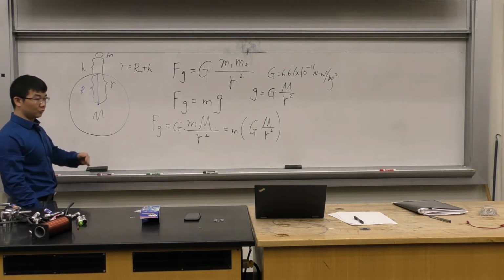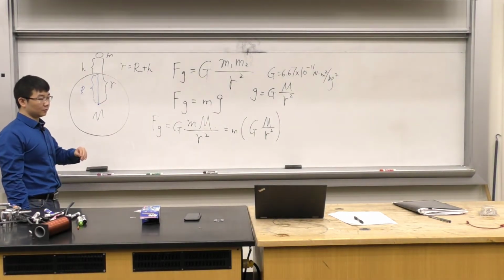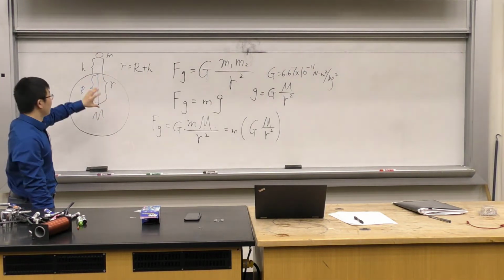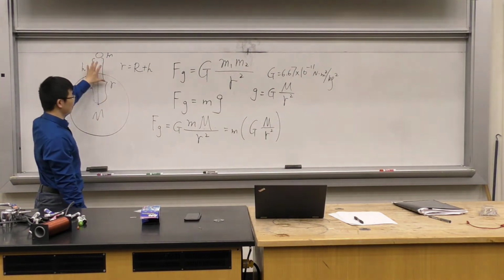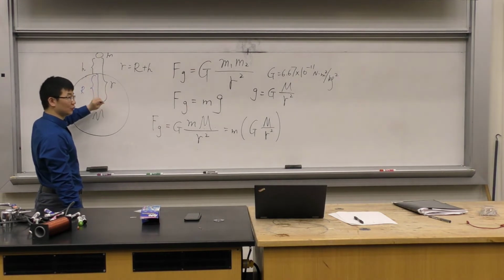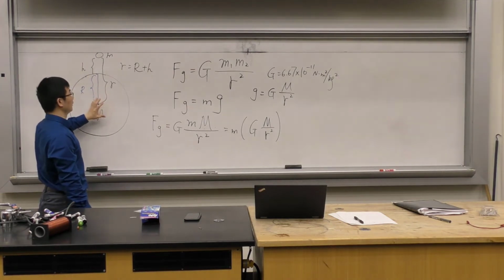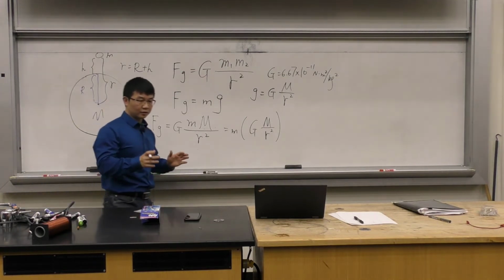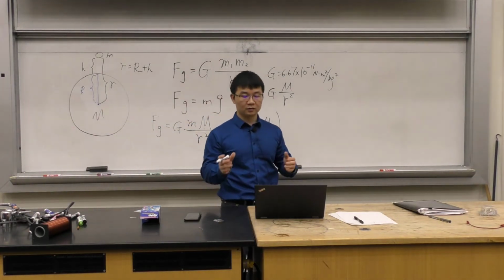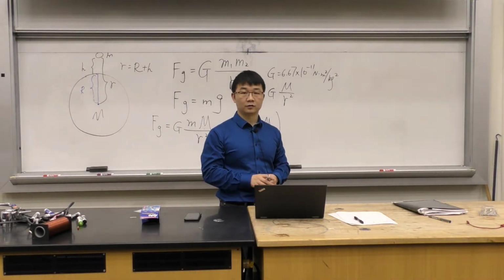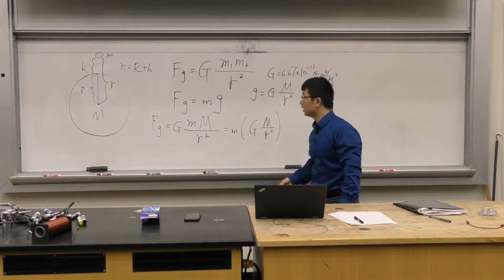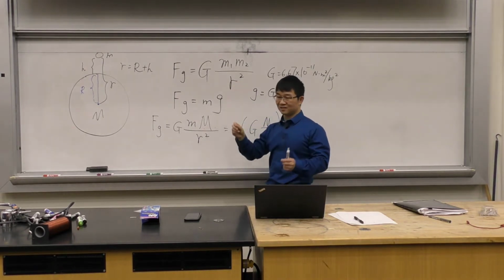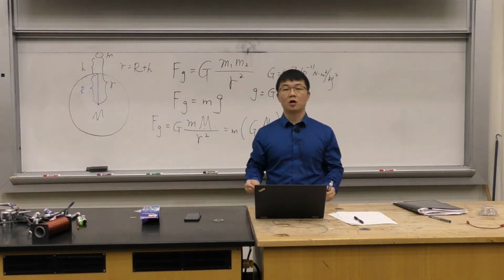So if you tell me this object is a few hundred kilometers above the surface, this is going to be the little r, the distance I plug in, right? Little r is not always radius, okay? All right, so a lot of people get confused by little r and big R. You need to understand what they mean. Little r comes from this equation, and this is always the distance between these two objects.